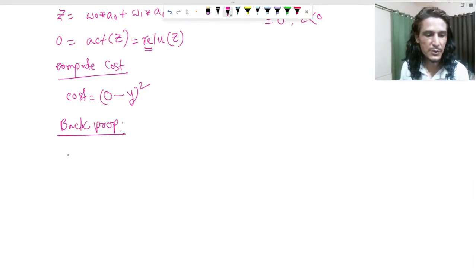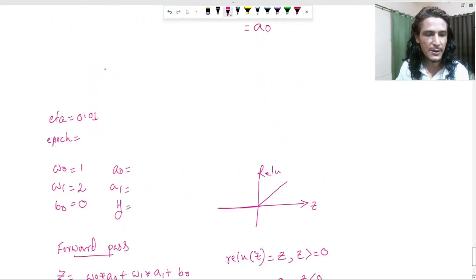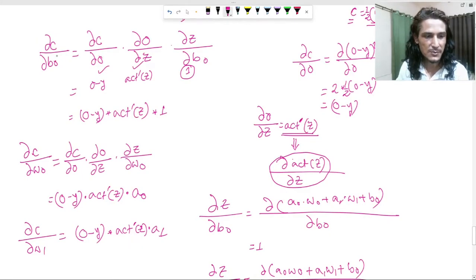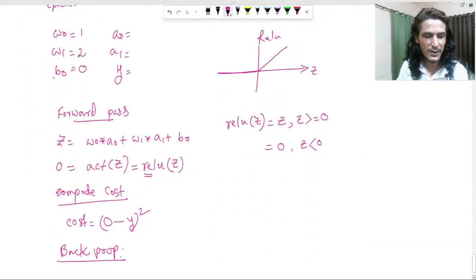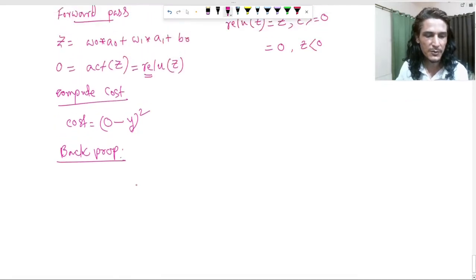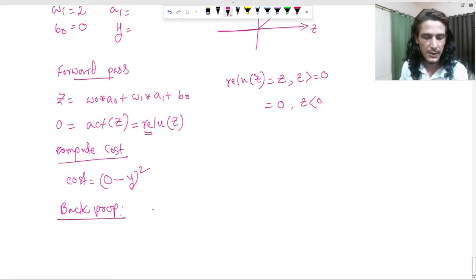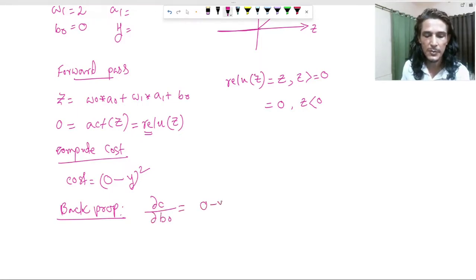So for that reason, first we will be computing these terms, the rates of change of all of them. Let me write them. Don't worry, it will not be very long. In backpropagation, we can compute like this. First thing is, what is the rate of change of the cost function with respect to B0? We have seen it is output minus Y. That's this part, from cost to output level.